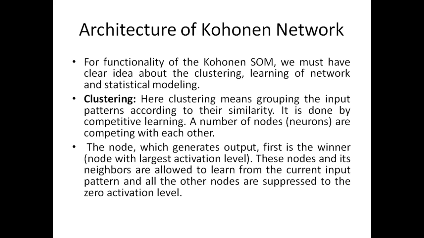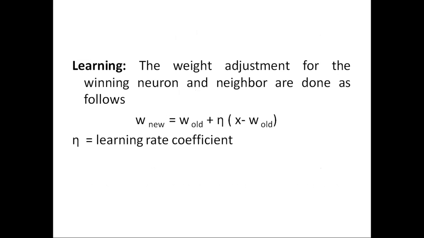So it is done by competitive learning, and a number of nodes or neurons are competing with each other. The node which generates the output first is the winner, obviously. In a competition, suppose a running competition, who reaches the destination first is the winner. And the node with the largest activation, only that is the winner. Are you following me? So this node and its neighbors are allowed to learn from the current input pattern, and all other nodes are suppressed to the 0 activation level. So this is the principle or the architecture of this Kohonen network.